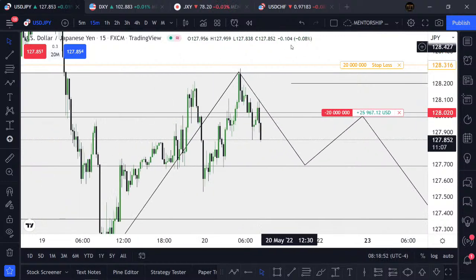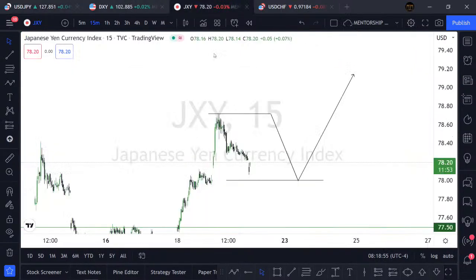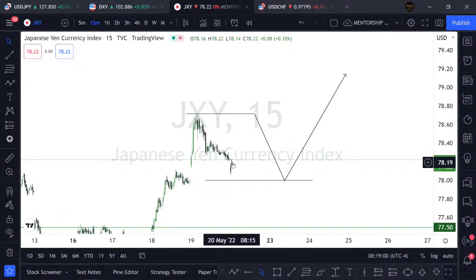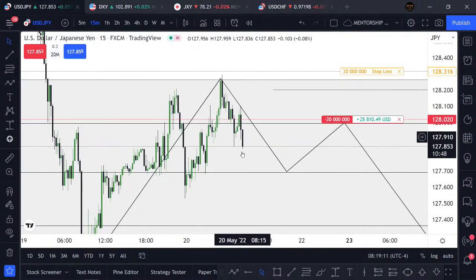What exactly are you looking for? Anything can happen, be careful. But as soon as I see this currency index trading higher and the dollar index respecting the 23% retracement level, this is a perfect pair for me to trade.